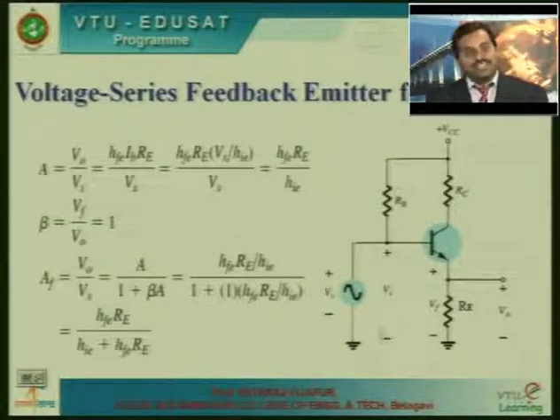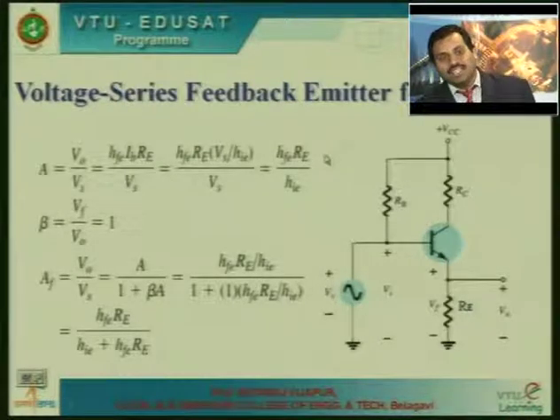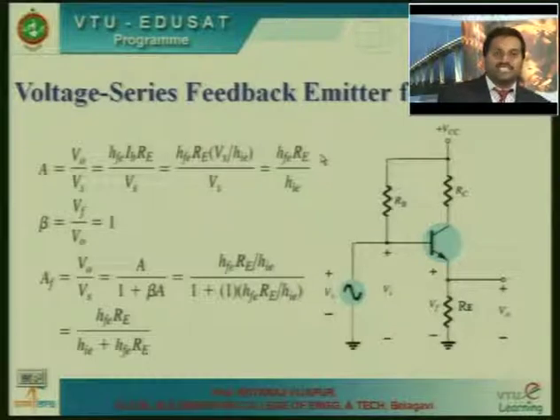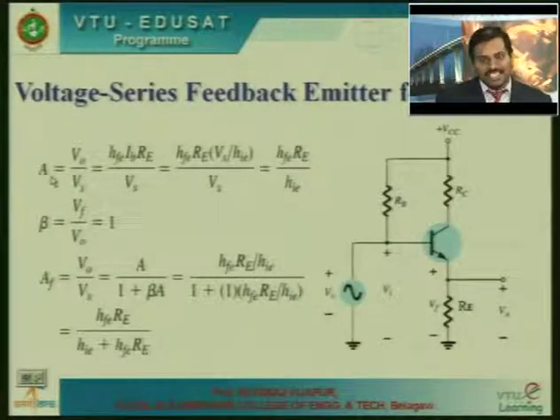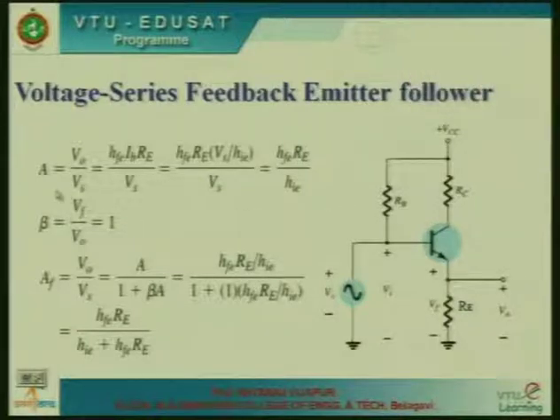So, we have to analyze this voltage series feedback emitter follower circuitry. First, you have to determine the gain A of the amplifier, of the transistor. Now, the feedback is part of the circuitry only here. So, the open loop gain can be put as the output voltage, V0, divided by Vs, the input voltage. How can you express the output voltage? The output voltage can be expressed as output current into output resistance.